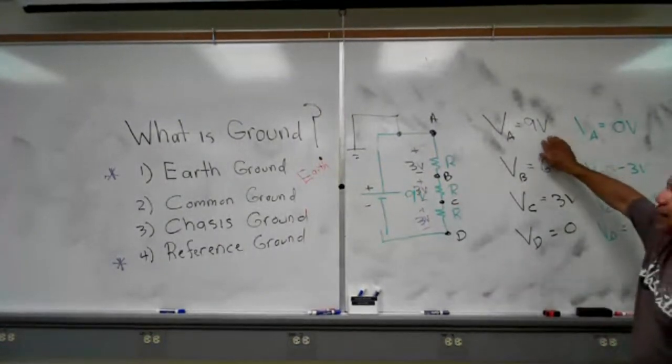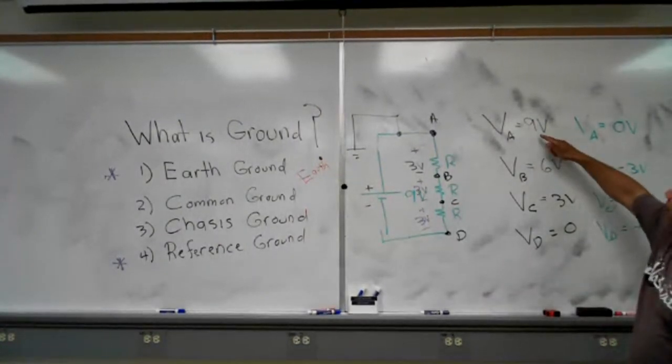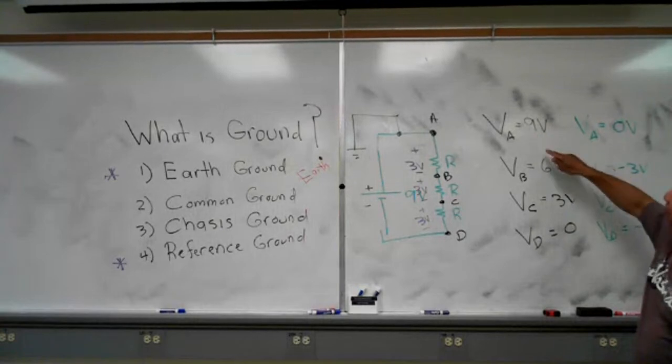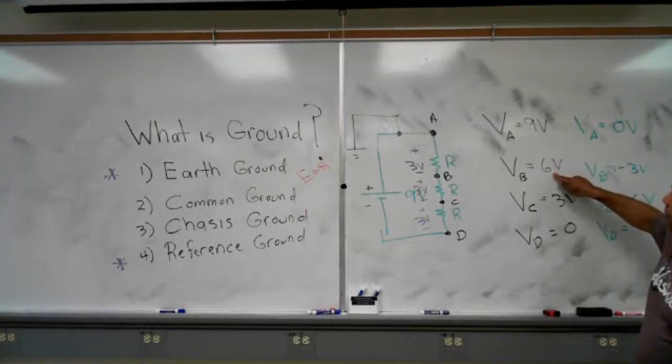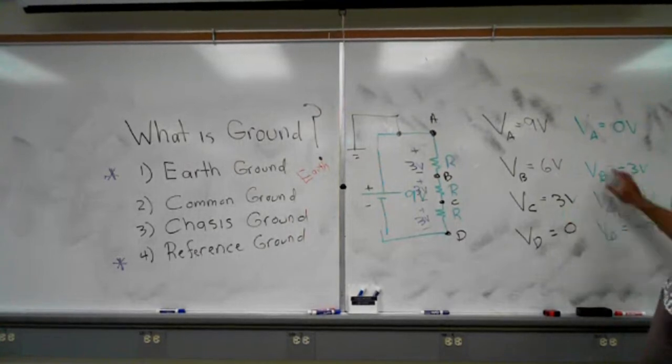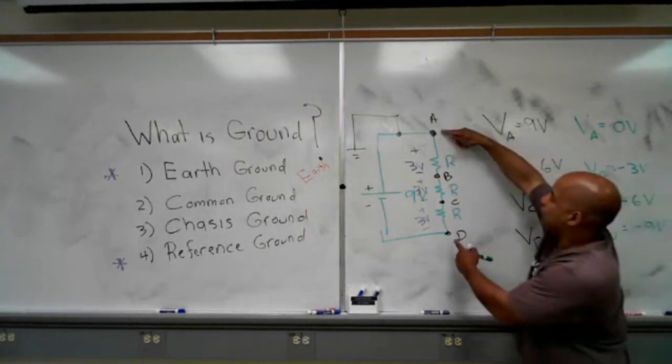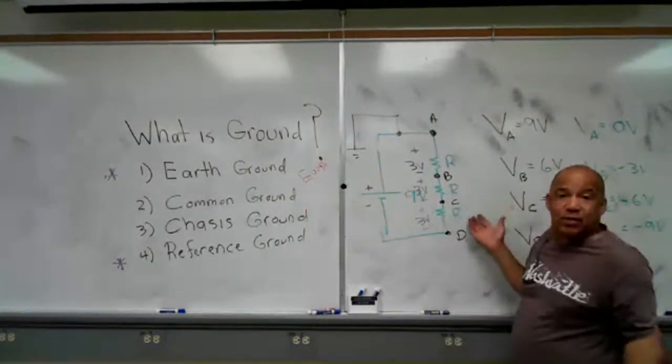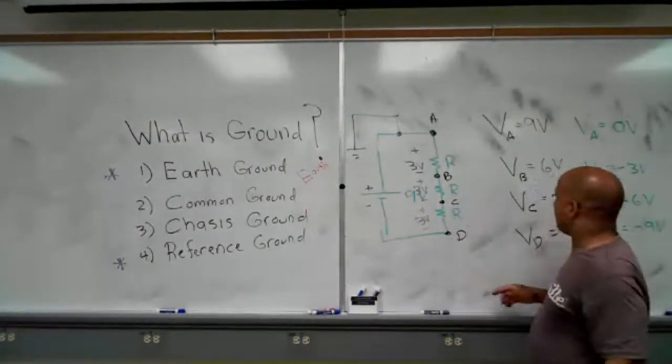So here, compare that to this. Here, VA was positive with respect to ground, positive 6 for VB with respect to ground, 3 volts positive with respect to ground. Here the numbers are completely different. Some of them are negative, but the total voltage across the circuit never changed. It's still 9. Let's do one more.